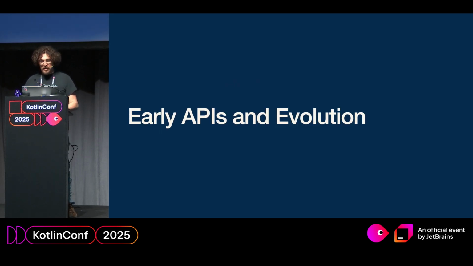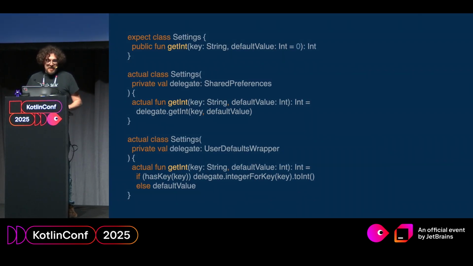So what did all this look like for multi-platform settings in particular? We'll go roughly chronologically through as I added different APIs and made changes, but jumping forward to what things look like now. So the initial API was pretty bare bones. There was an expect class called Settings. It had more methods than this, but I'm just showing one as an example. It had getters and setters for various different data types. And it had actual implementations on Android using SharedPreferences, on iOS using UserDefaults.